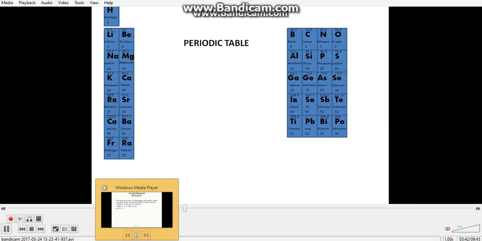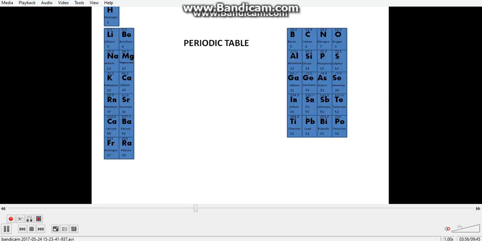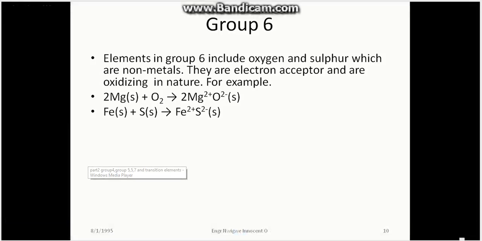Iron, that is Fe, plus sulfur gives iron sulfide, in which the valency of iron is 2 positive and the valency of sulfur is 2 negative.